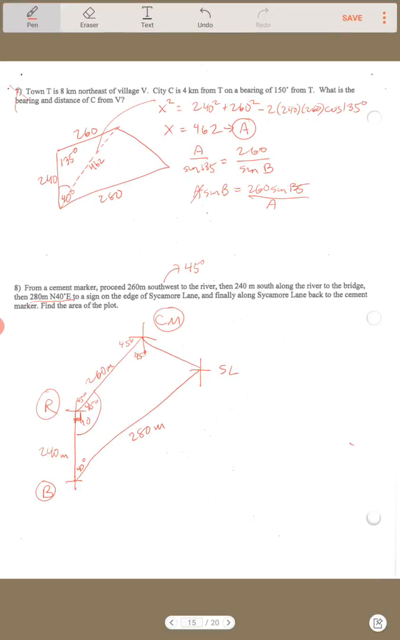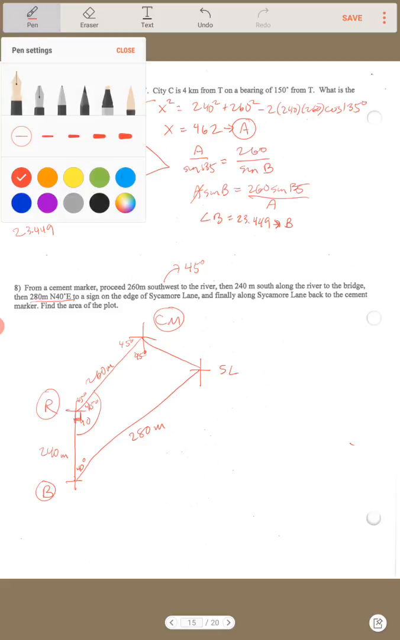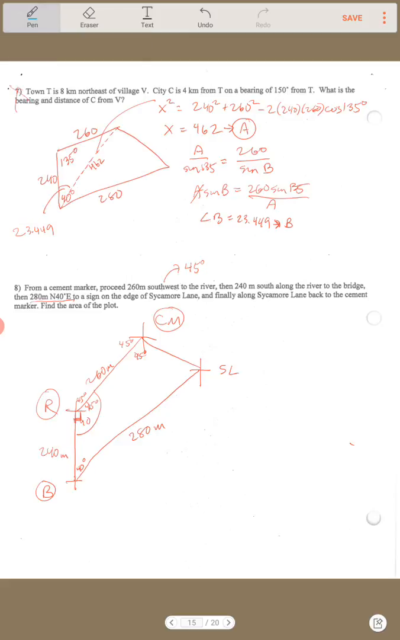So angle B is going to be 23.449 degrees, and I'll store that as B itself. That'll make it nice and easy. So this angle right here is 23.449. The next order of business would be to start looking for our second triangle's parts. We'll need this angle, which is going to be 40 minus that.